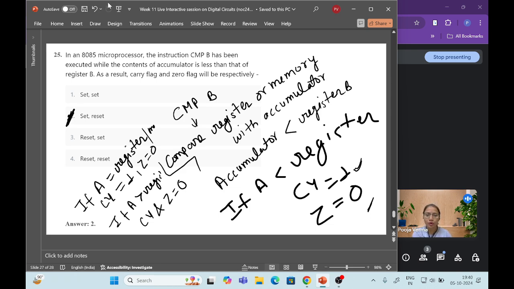I hope you understand this question. It is a theoretical one. So you can take any number and check whether the accumulator is less than register B. Take any value in accumulator A and a smaller value in register B and compare these two. Then a carry will be generated, and the zero flag will be set to 1 only if all the value in the accumulator is 0, otherwise it will be 0. So you can take any number and check it.